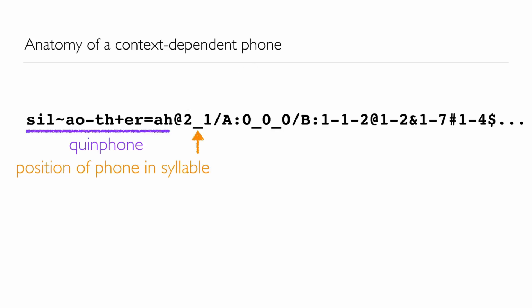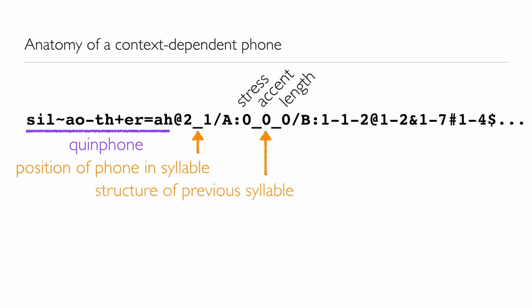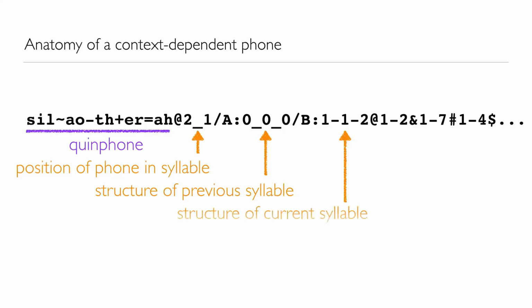And then we have the structure of the previous syllable. Here the previous syllable is a silence phone, and that's why the stress, accent and length are going to be zeros. And then we have the structure of the current syllable, where we have AO and TH, which is auth, and the stress is 1 and accent is 1.